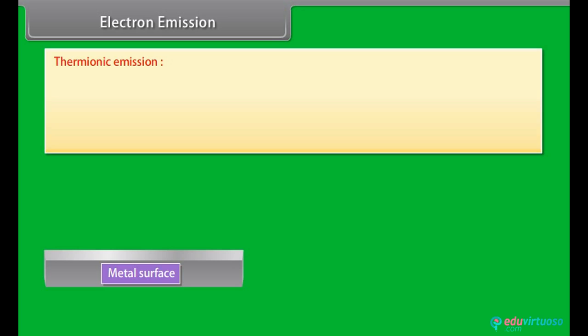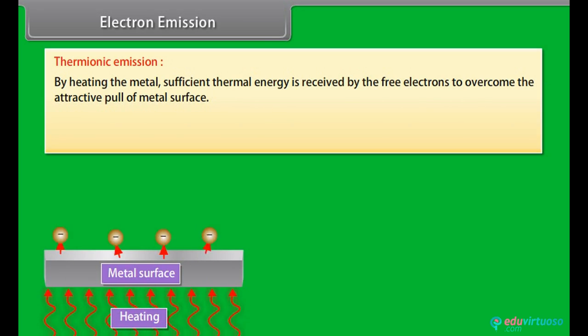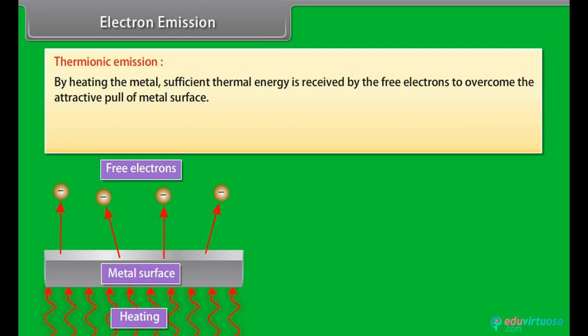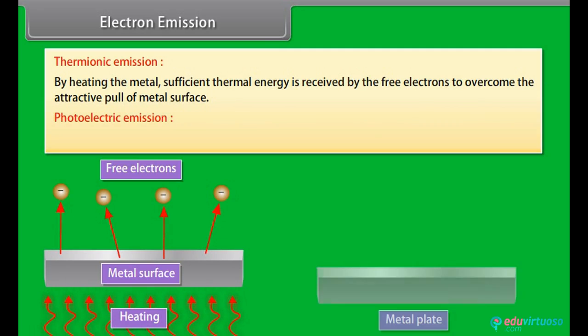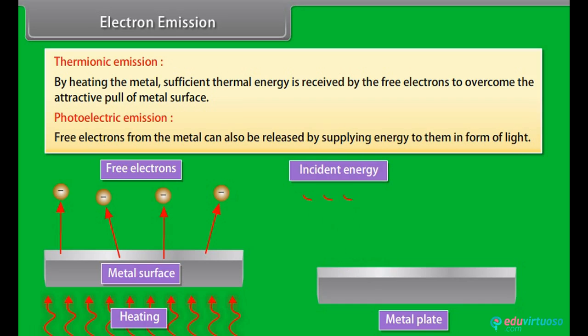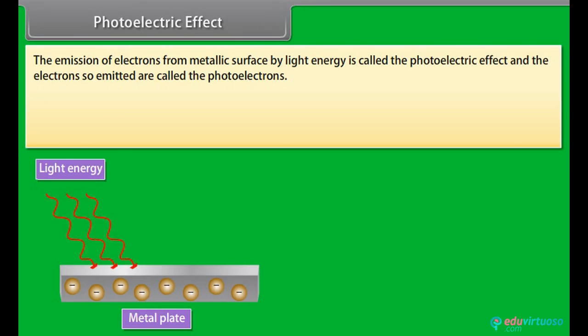Thermionic emission. By heating the metal, sufficient thermal energy is received by the free electrons to overcome the attractive pull of metal surface. Photoelectric emission. Free electrons from the metal can also be released by supplying energy to them in form of light. Photoelectric effect. The emission of electrons from metallic surface by light energy is called the photoelectric effect, and the electrons so emitted are called the photoelectrons.